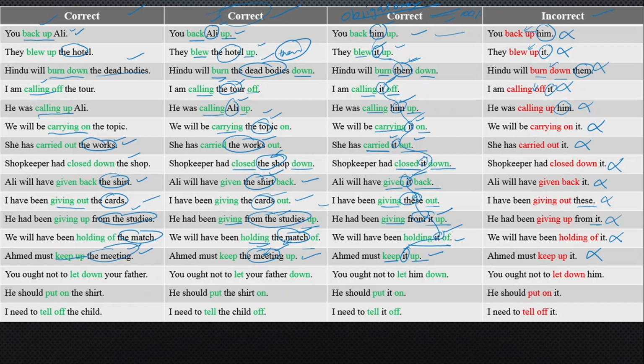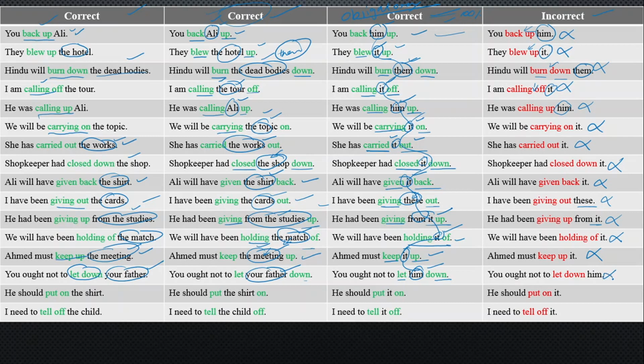Now, "you ought not to let down your father," meaning disappoint your father. Now, "let down" can be separated by your father, which is a noun, so it can be separated. But instead of "father," we are using "him," so it is a pronoun. If it is a pronoun, you must separate the verb and adverb particle from one another. "You ought not to let him down." So "him" is an object coming in between, and it is a pronoun, so that must be separated. If you don't separate it, "you ought not to let down him," that will be considered a wrong sentence.